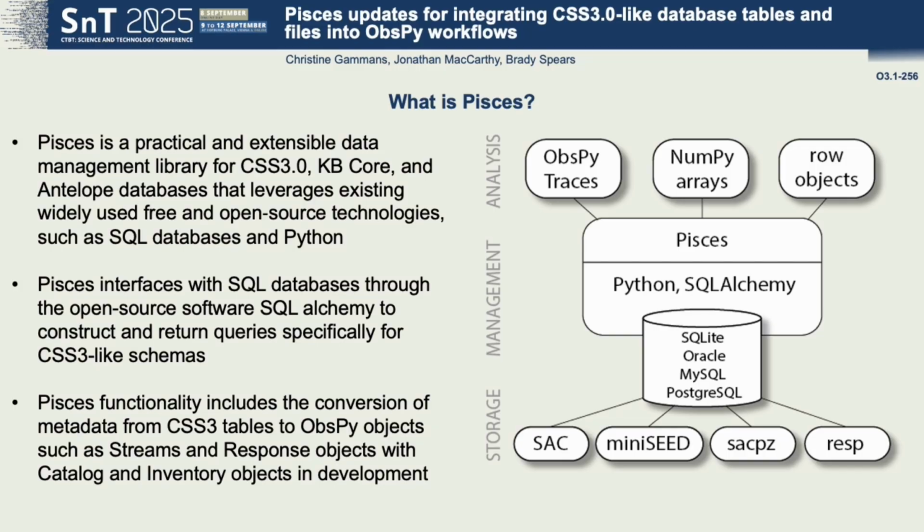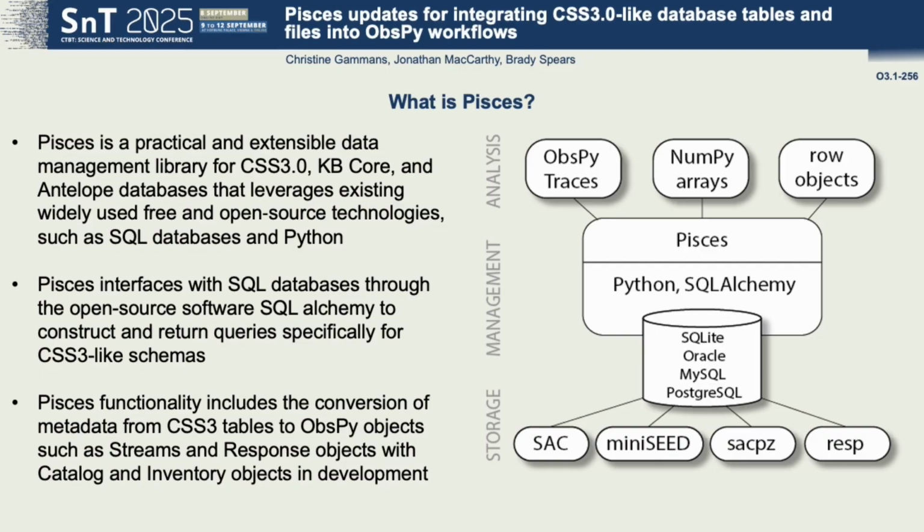Pisces was open sourced in 2014 as a library specifically designed to integrate CSS3 databases into Python codes by defining the tables and columns into objects understood by SQLAlchemy, another open source library designed to interact with databases in general. Pisces also supports the translation of the data and metadata stored in CSS3 databases into ObsPy objects, specifically for integration into Python workflows. Currently, ObsPy streams and response objects are supported and catalog and inventory objects are in development. I was hoping to have those done by the time of this presentation, but everything takes longer than you hope it will.